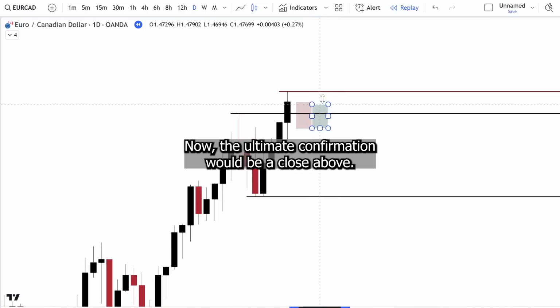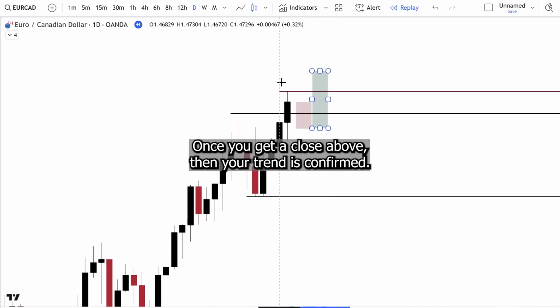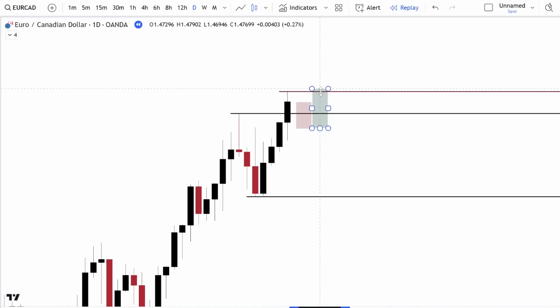Now, the ultimate confirmation would be a close above. Once you get a close above, then your trend is confirmed. But if you do get a bull candle here or two bull candles, this is still a form of confirmation. But the best thing is to have a close above. So once that daily candle closes above the previous breakout, since this is our previous breakout, and then you're expecting a retracement, that break above here and a close is the ultimate confirmation.